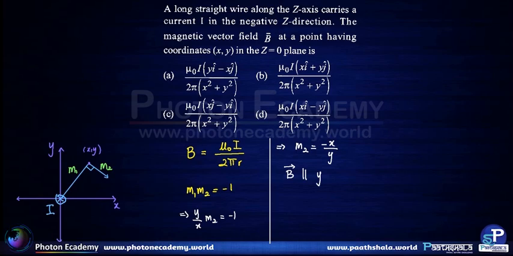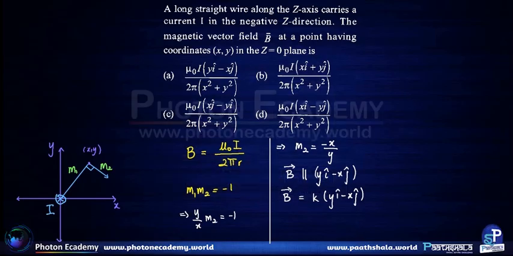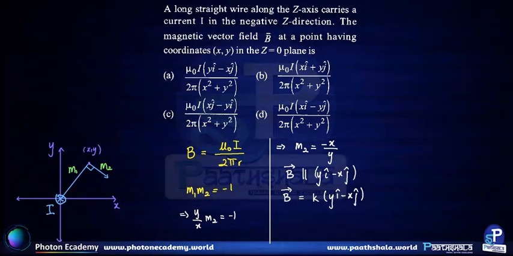or in other words, the magnetic field vector is parallel to y i cap minus x j cap. And let us say that B vector is equal to k times y i cap minus x j cap. Let us quickly verify the direction of this vector. If x and y are positive, as they are in this diagram here, y i cap means the vector is pointing towards a positive x direction, and minus x j cap means that the vector is pointing in the negative y direction, both of which agree with the diagram which we have derived from the right hand thumb rule.